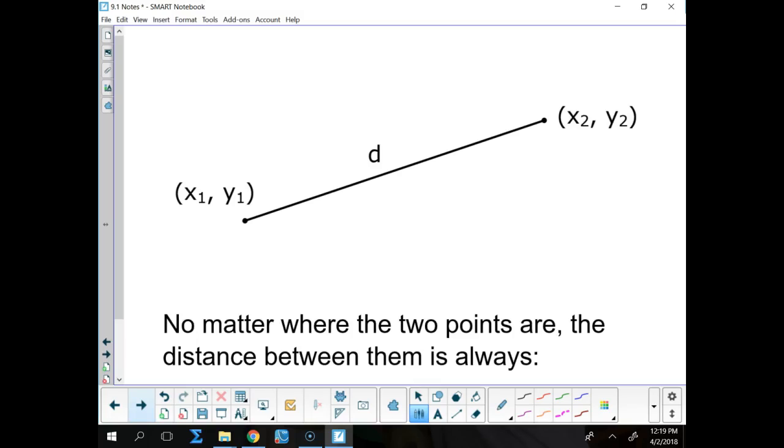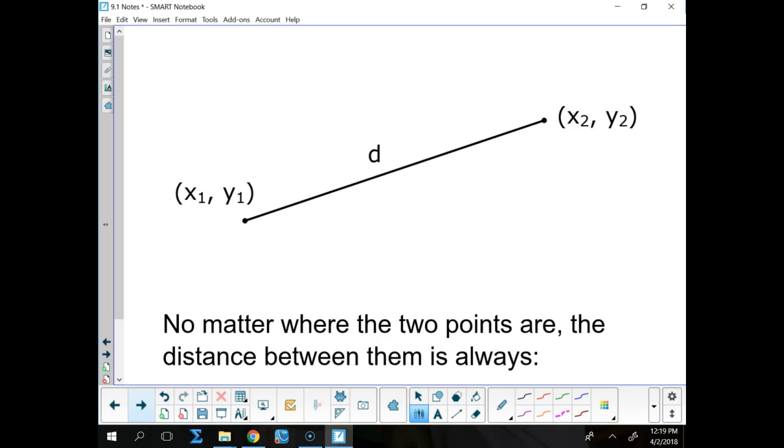Think back. You've seen the distance formula before. Kaysen said, subtract the y's over subtract the x's. Does that give me distance? That gives me the slope of the line segment, but does that give me distance? That does not give me distance, so it's not that one.